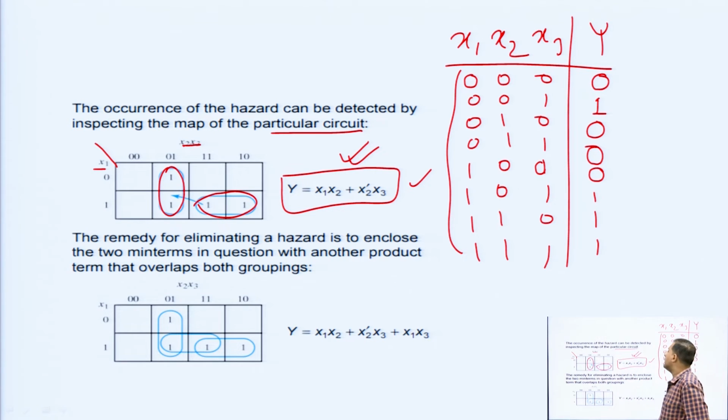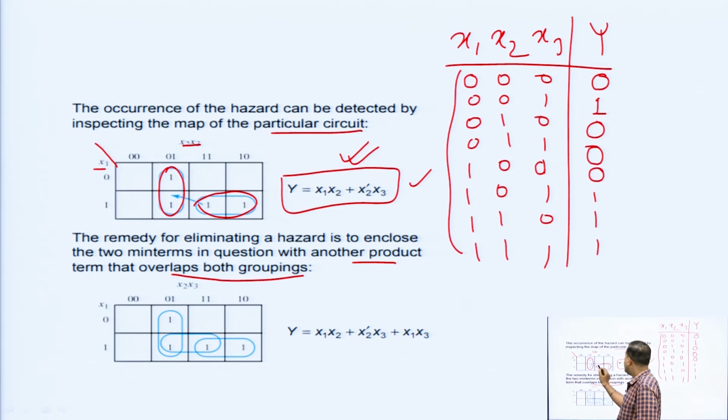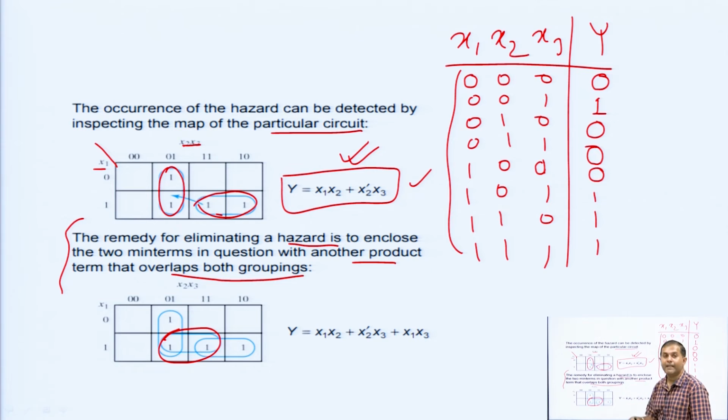Okay. Clear? So, it is written, the occurrence of hazard can be detected by inspecting the map of the particular circuit. So, this is the K map for the particular circuit. The remedy for eliminating a hazard is to enclose the 2 min terms in question with another product term that overlaps both groupings. Okay. So, here this is one group and this is another. Here we have taken one overlapping group, this one, right. This is the main point, the remedy for eliminating a hazard. How can a hazard be eliminated? It is to enclose the 2 min terms in question with another product term that overlaps both the groupings. So, this is the overlapping of both the groupings.